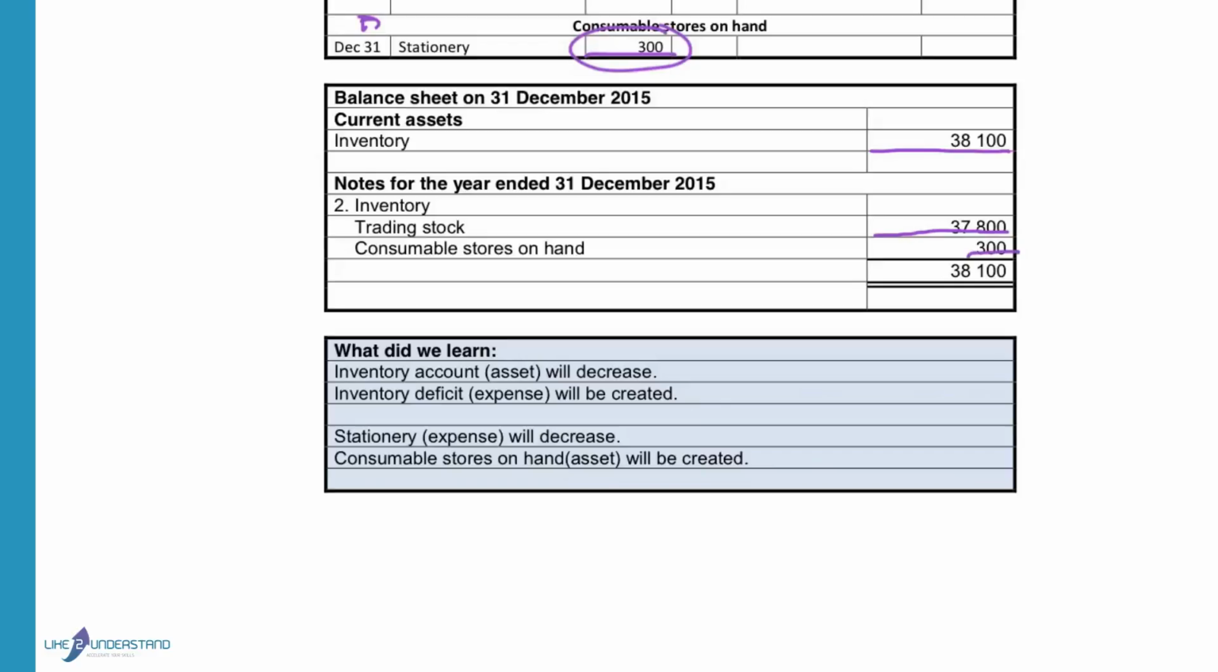The inventory account is an asset that must be decreased if we lost some of the inventory, and we will go and create an expense to show that there's an expense for inventory deficit that will reduce the profits. When we use our stationery or consumable stores and there's left over at the end of the year, it means that I must reduce this expense account and I must create an asset, consumable stores on hand, that I can show in the balance sheet.